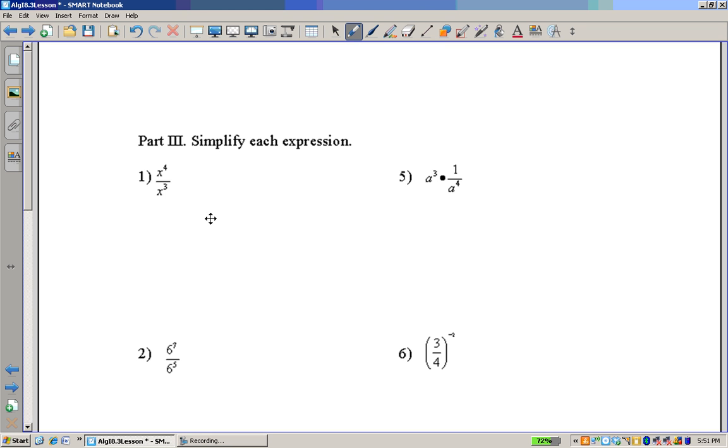Okay, let's try some. In this one, again, you could say 4 x's on top. Excuse me, that's multiplication. 3 x's below. So we have anything divided by itself is 1, of course, assuming this is non-zero. Divided by itself is 1. Divided by itself is 1. There's one more on the top than on the bottom. So it's x divided by 1, or just simply x.